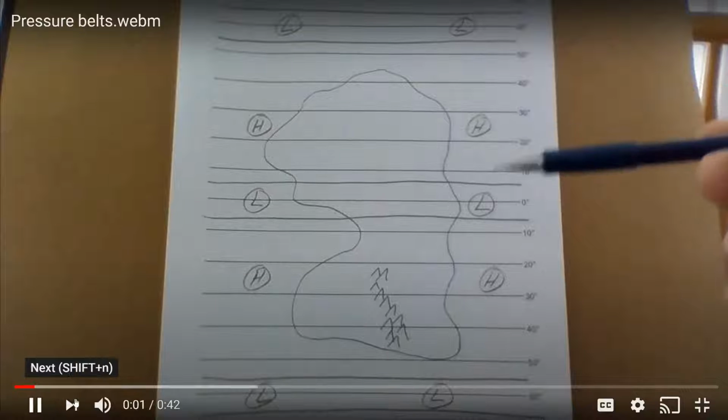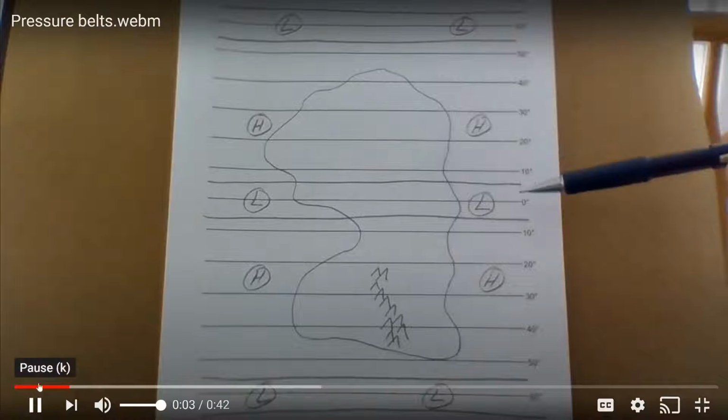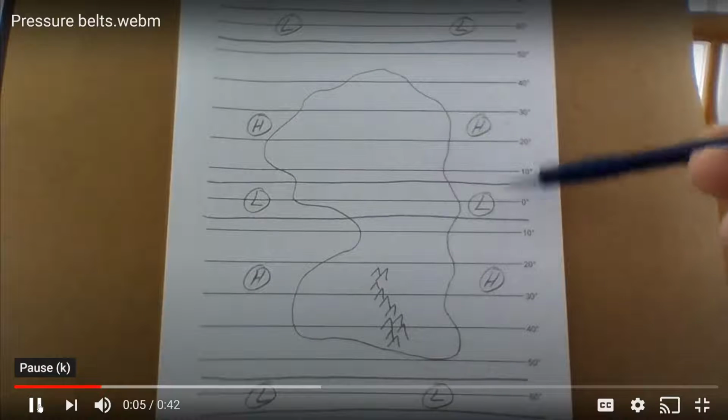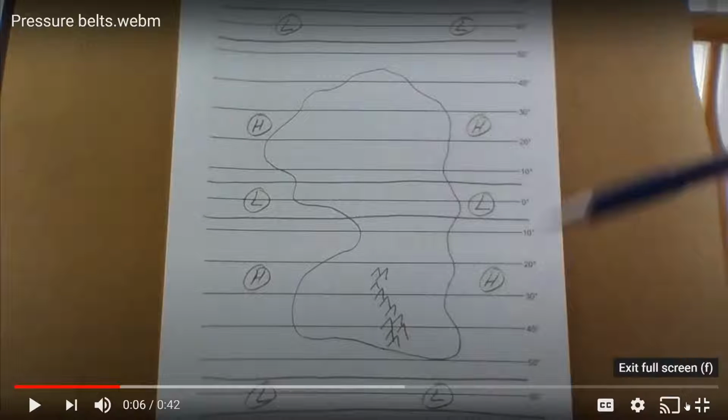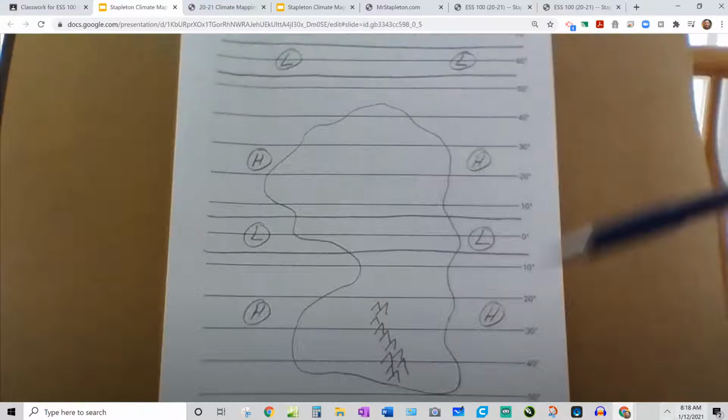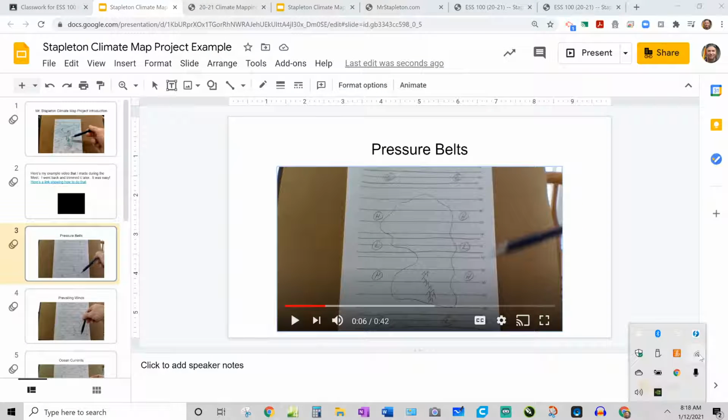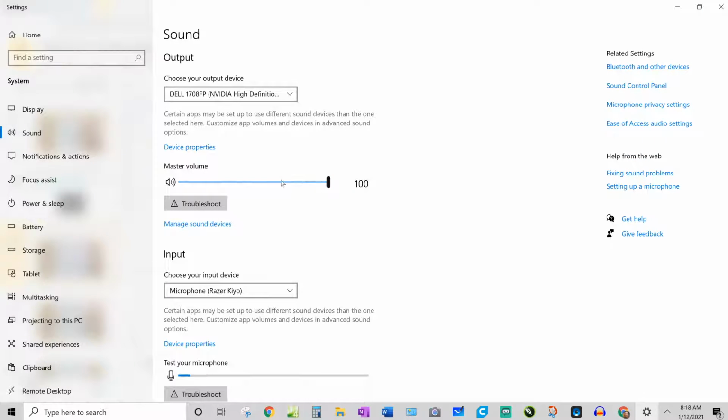These are my pressure belts. You can see the pattern of low pressure. I think it's probably my speakers right now. Hold on for just a second. I was having some issues with speakers earlier. Oh, it's trying to use my extra screen here as my output device.